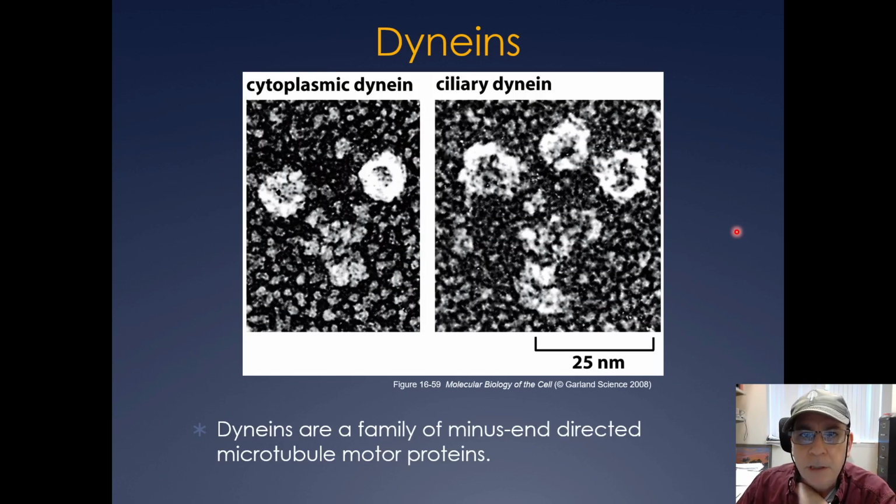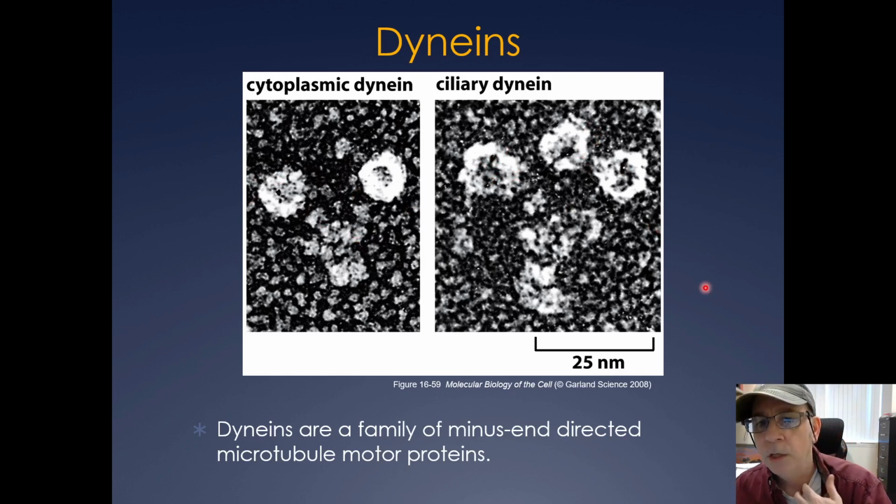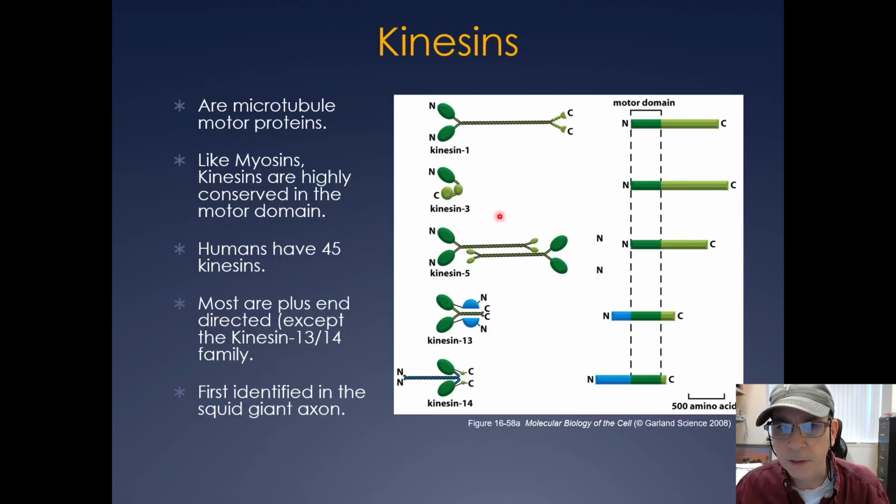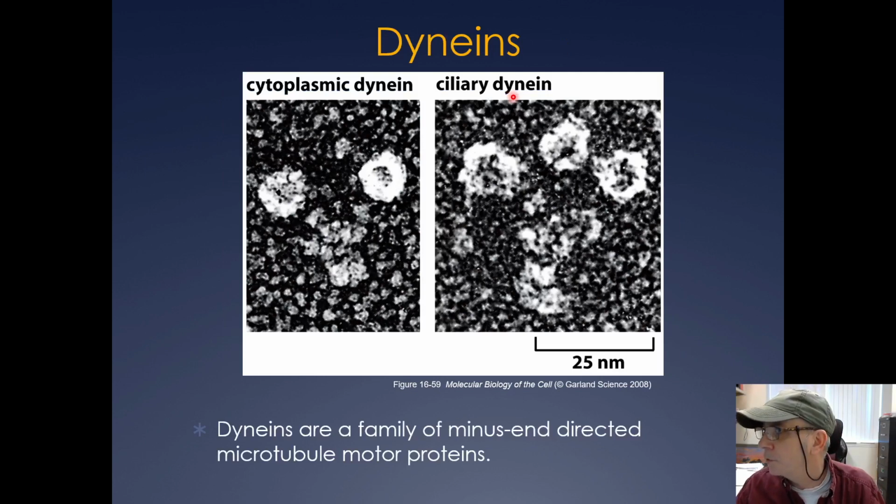The third family of proteins are dyneins. And there's a couple of different kinds of dyneins. There's cytoplasmic dynein, which is shown here, and you also have ciliary dynein. These are minus end directed microtubule motor proteins, so they'll always move to the minus end, whereas in certain instances the kinesins can go towards the plus end, or there are occasionally minus end directed ones, and these move on microtubules. So once again, actin or myosins move on actin; kinesins and dynein move on microtubules.